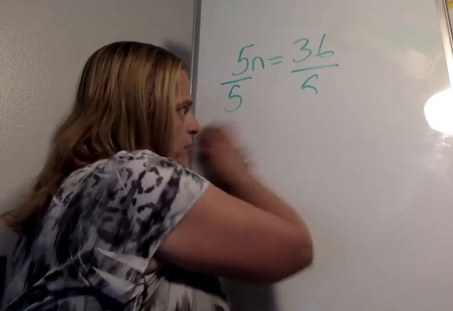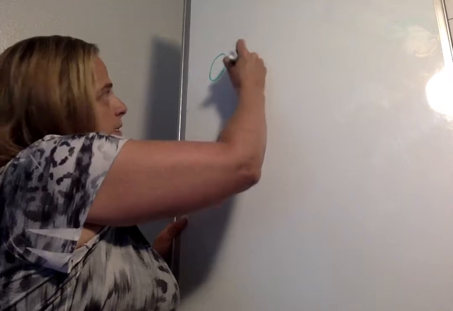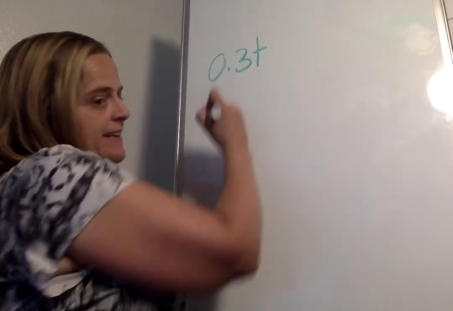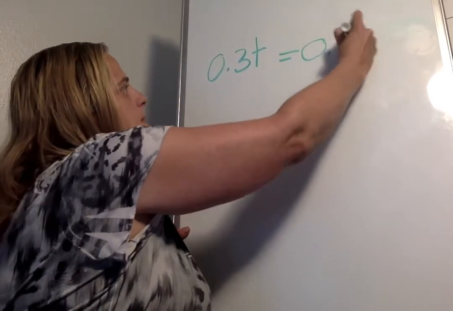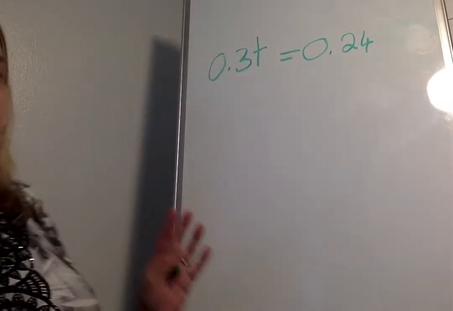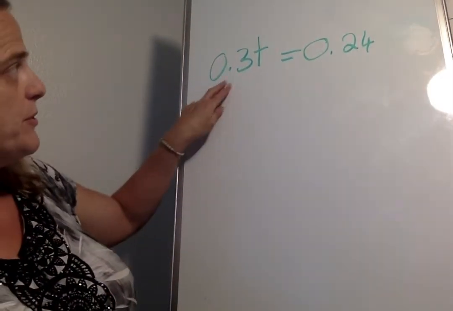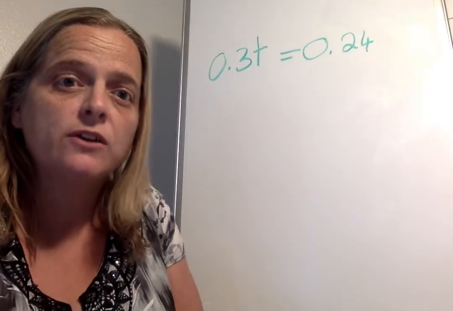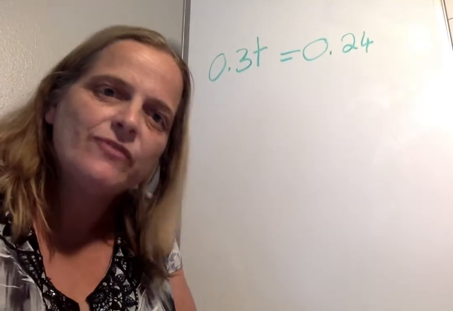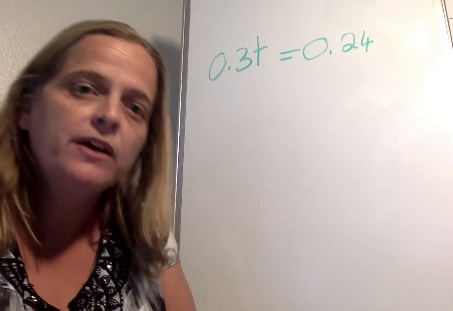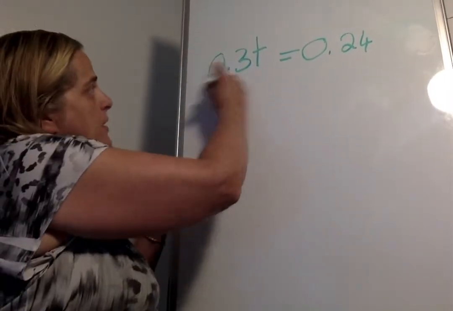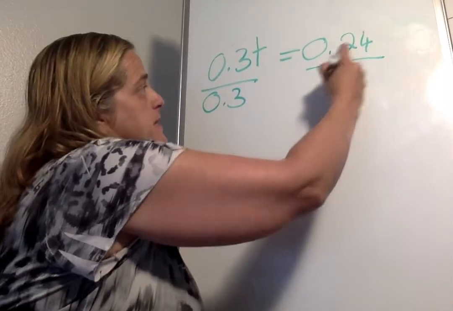So again, remember, we want to get the variable by itself and we want to balance the equation. Let's do 2 more. 0.3t equals 0.24. Okay, don't be thrown off with decimals in there. They're just in there, right? So, again, a number is up against a variable. It's kissing. No, it's not. It's multiplying. We're going to do the inverse of multiplication, so we isolate the variable. We do the inverse, which is division. We're going to divide by 0.3 on both sides.